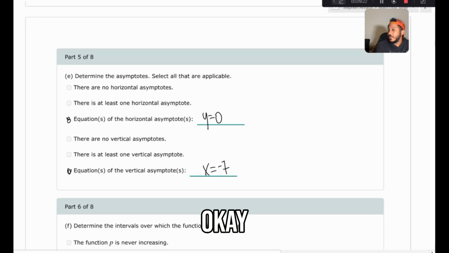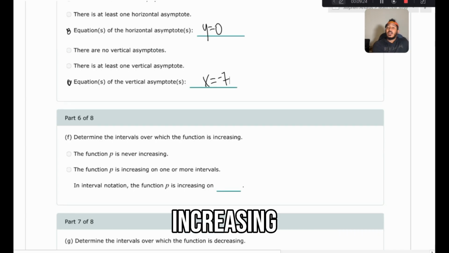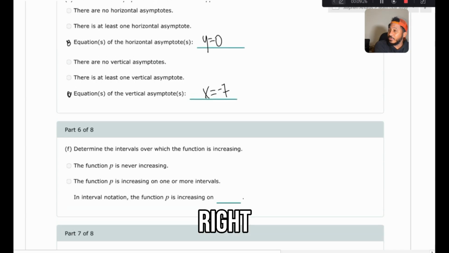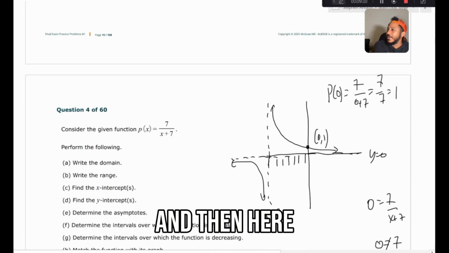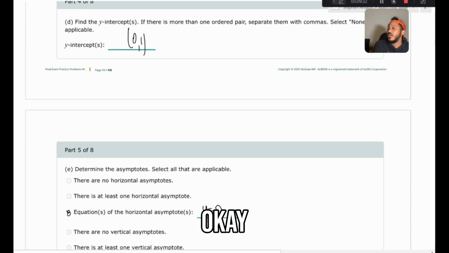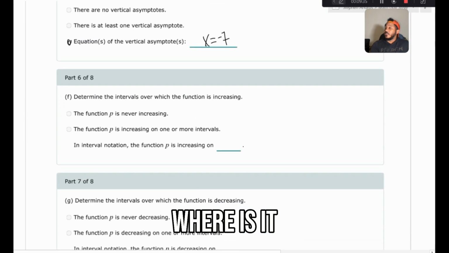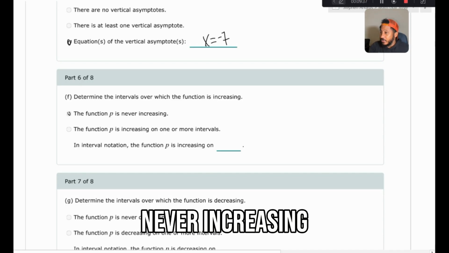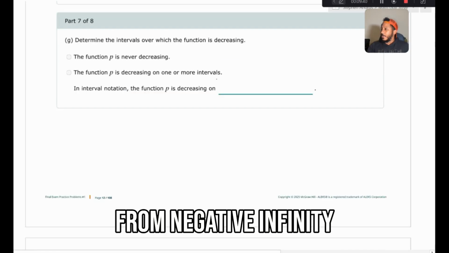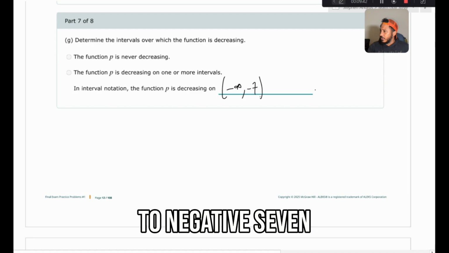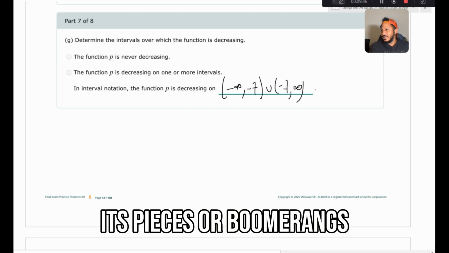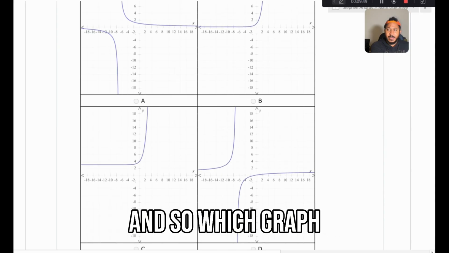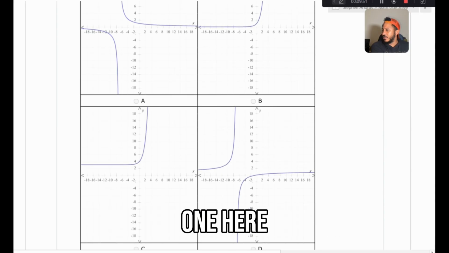Okay. Determine where the function is increasing. So this one's always decreasing, right? Now, it's decreasing over its entire domain. But see, it's decreasing here, and then here it's also decreasing, right? So we have to say, over its domain, meaning where is it? It's not increasing at all, never increasing. But it's decreasing from -infinity to -7, and then also from -7 to infinity. So both of its pieces are boomerangs. And so which graph is it? I believe it's this one here, D, right?